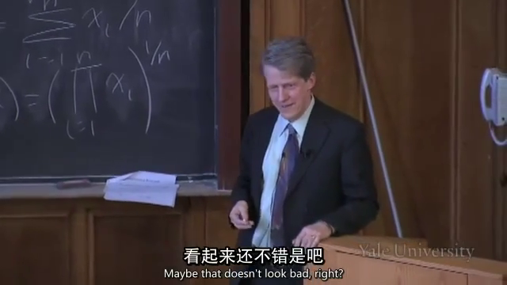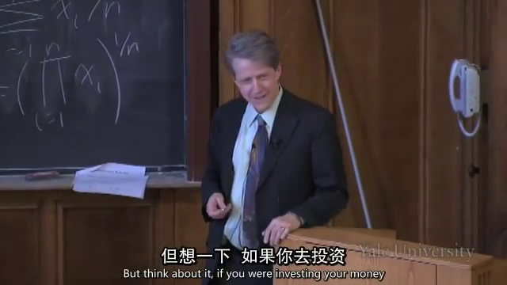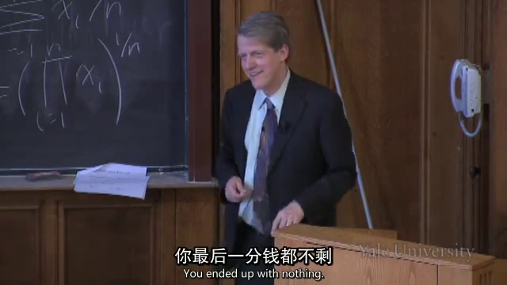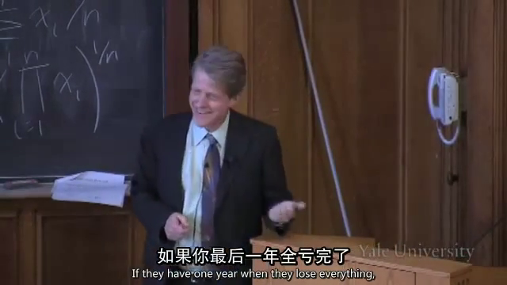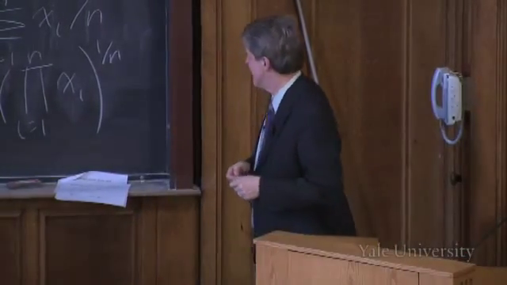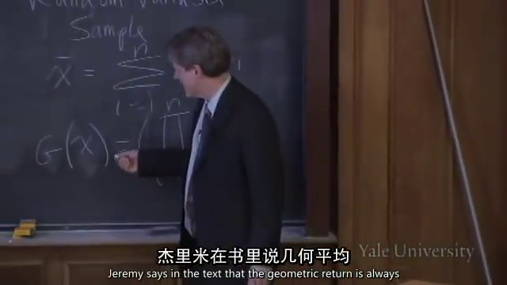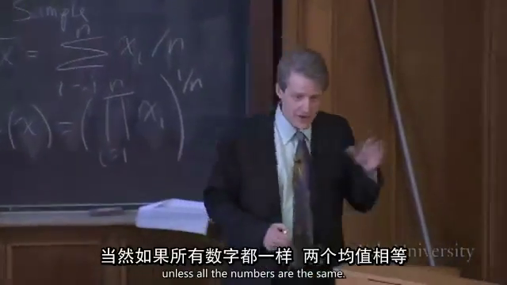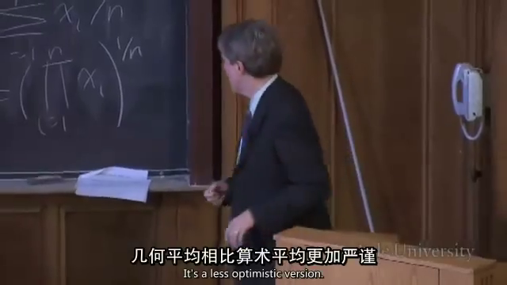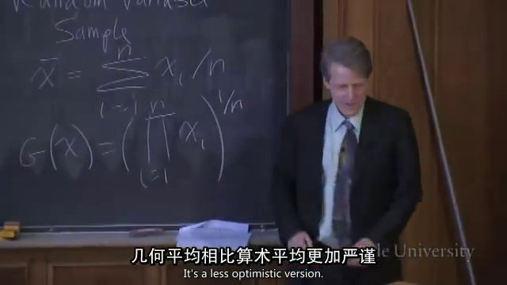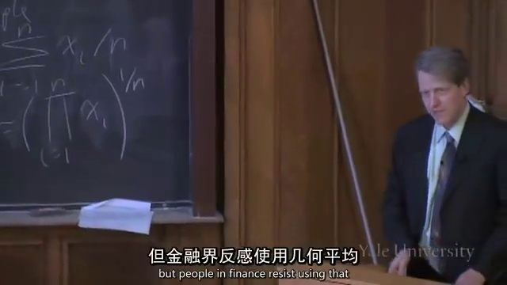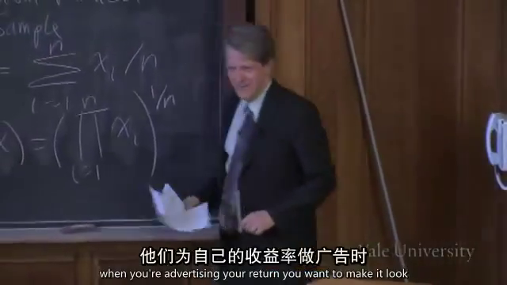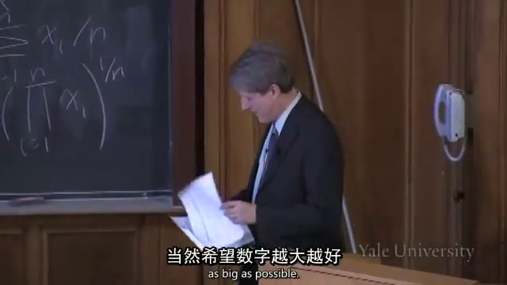And then maybe that doesn't look bad, right? But you think about it. If you were investing your money with someone like that, what did you end up with? You ended up with nothing. If they have 1 year when they lose everything, it doesn't matter how much they made in the other years. So what Jeremy says in the text is that the geometric return is always lower than the arithmetic return, unless all the numbers are the same. And so it's a less optimistic version, and so we should use that. But people in finance resist using that because it's a lower number. And when you're advertising your return, you want to make it look as big as possible.